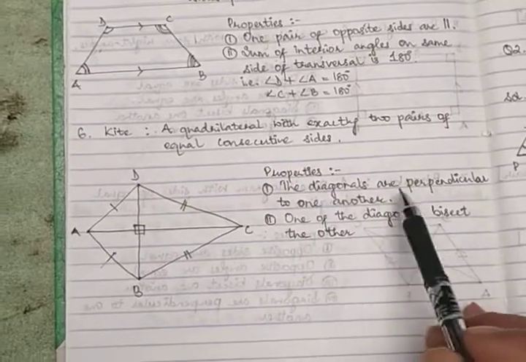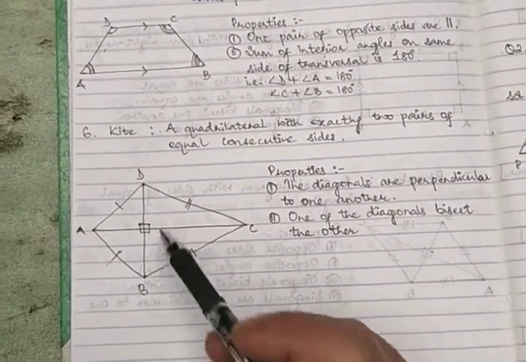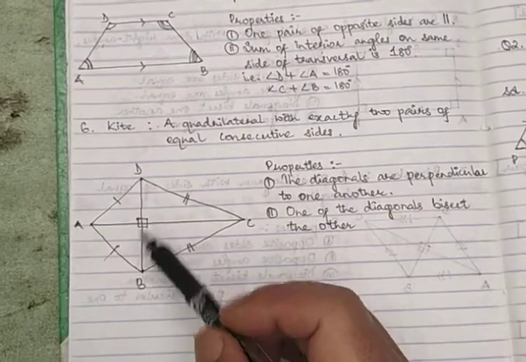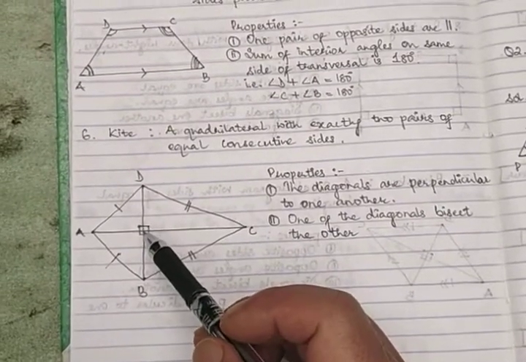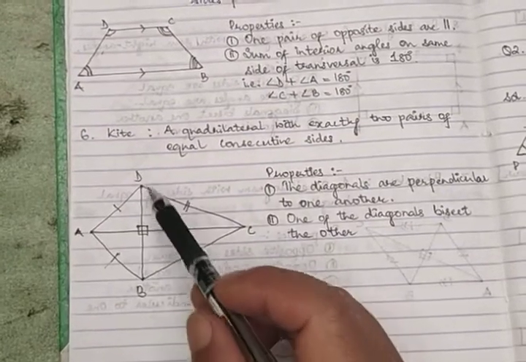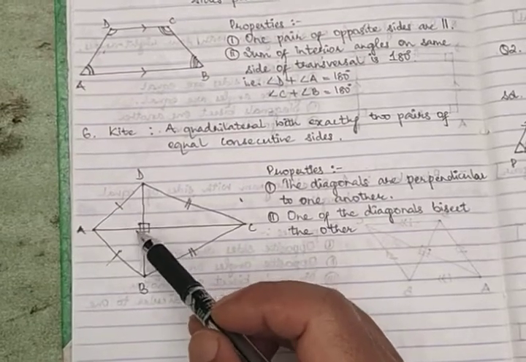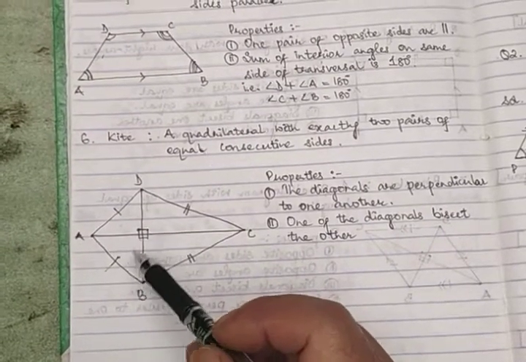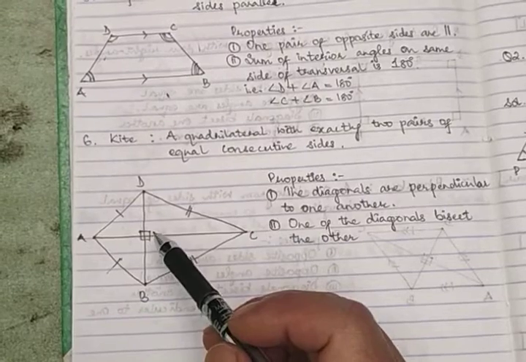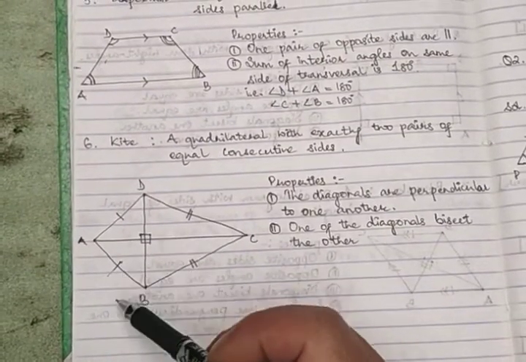The diagonals are perpendicular to one another. Perpendicular means, as I've already said, 90 degrees, not 190, 90 degrees. So the diagonals are perpendicular. I have used the symbol for 90 degrees on all the four angles. As I've already told you before, if one of the angles is 90, then all the four angles will be 90 degrees.